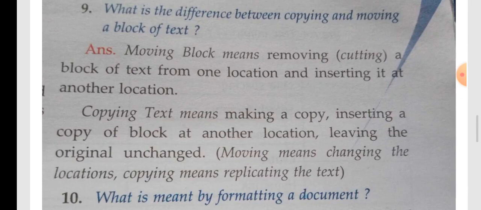Okay, and leaving the original unchanged. In that case, original data is unchanged. And moving means changing the location. Copying means replicating the text. So in simple words, we can say that moving means changing the data location. We just change the data from one location to another. While copying means we just replicate, or we make a duplicate copy of it. Okay, of the text. So that is the difference between copying and moving of a block of text.